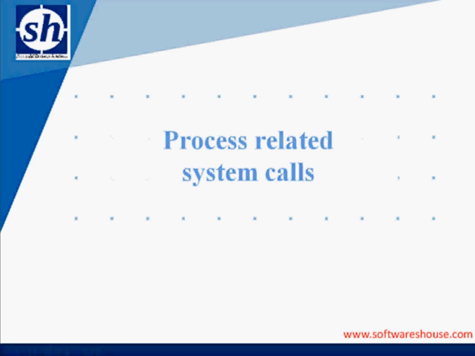Four system calls are provided for creating a process, ending a process, and waiting for a process to complete. These system calls are fork and the exec family, wait and exit system call.